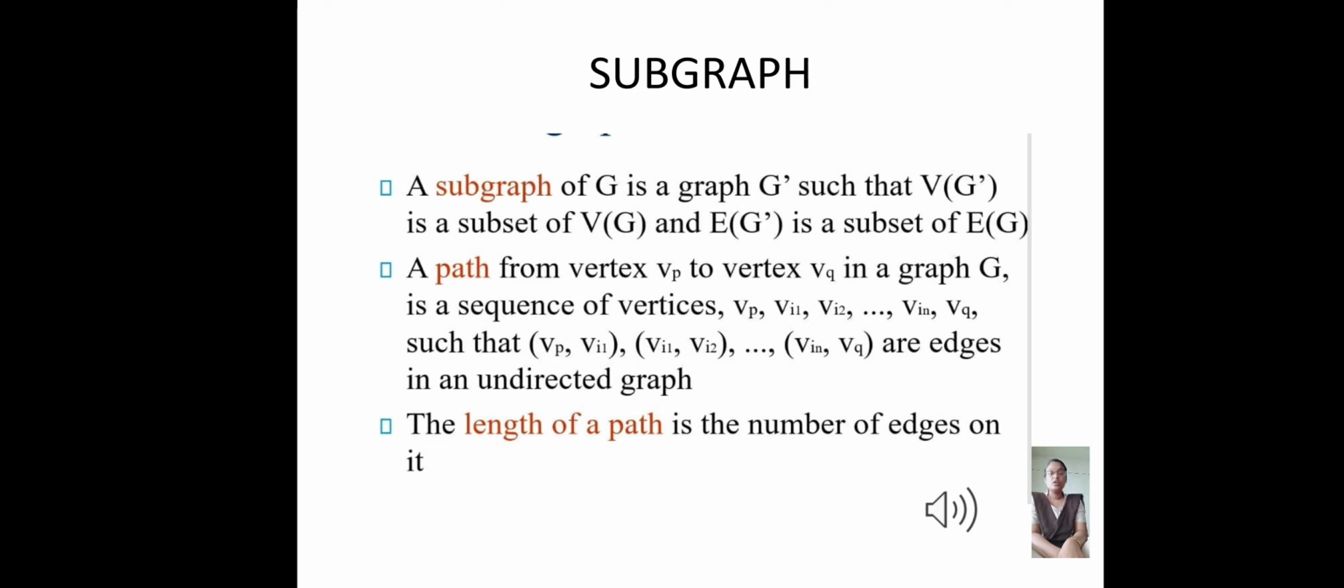Now we'll see what a subgraph is. A subgraph of G is a graph G dash such that V of G dash is a subset of V of G and E of G dash is a subset of E of G. Now we'll see what a path is and how to find the length of a path. The length of the path is the number of edges on it.